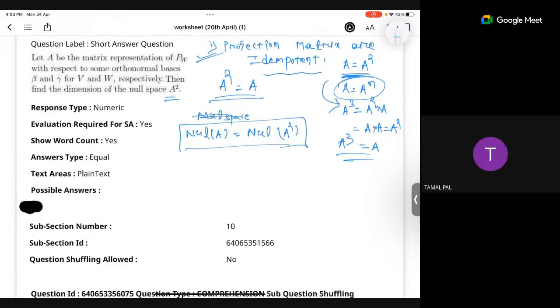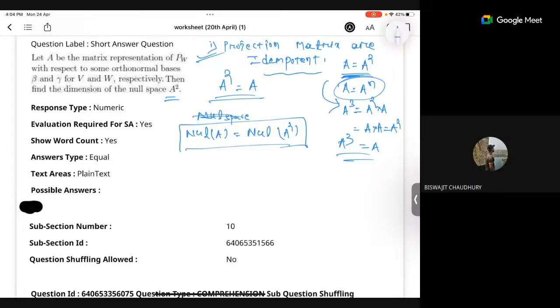No, sir, that I understand, but here it says let A be the matrix representation of PW with respect to some orthonormal basis. So the basis you take for V and W has to be orthonormal. Can you give an example of an orthonormal basis for V, which is R3? That is simple: the standard ordered basis, 1 0 0.